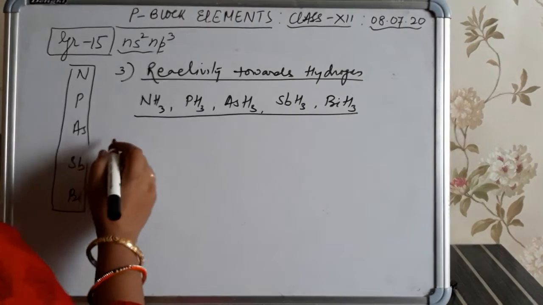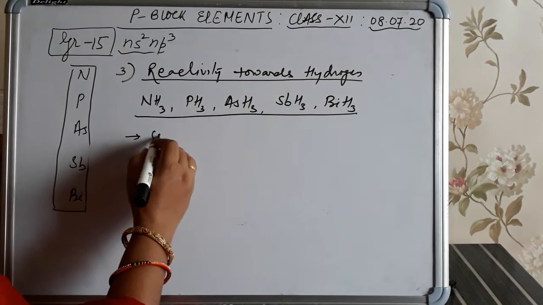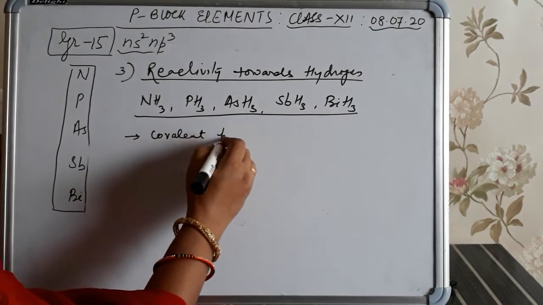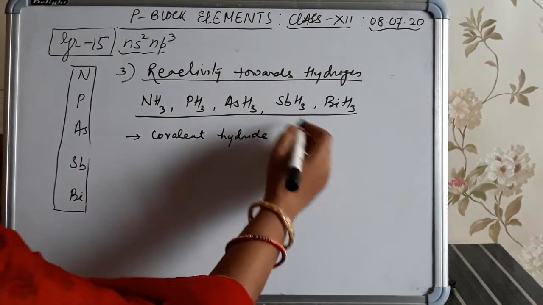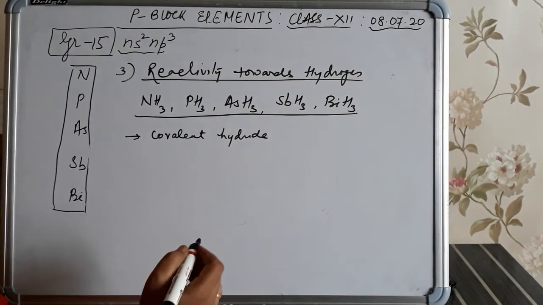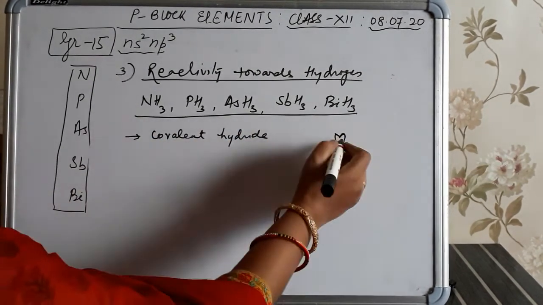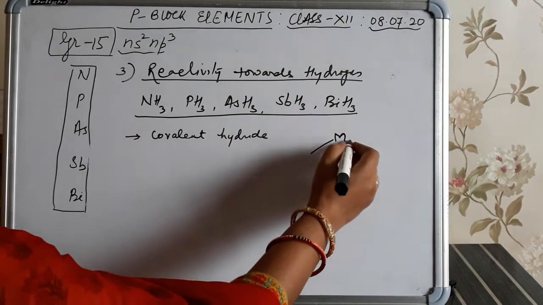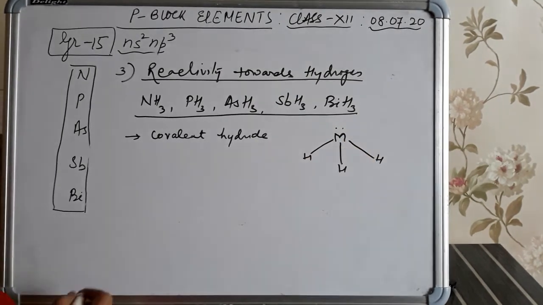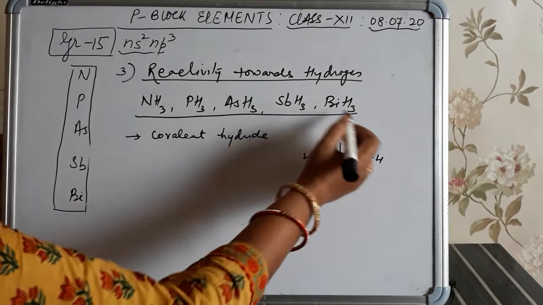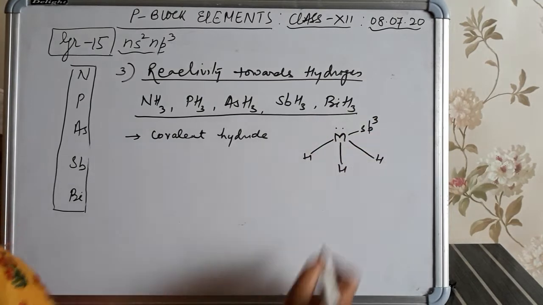So we see the nature of the hydrides. It is covalent in nature. We call it a covalent hydride, and all the central atoms are sp3 hybridized. Like if we symbolize the group of atoms by M, with 3 hydrogens and 1 lone pair present there. So in hydrides of this group, the hybridization of the central atom is sp3.